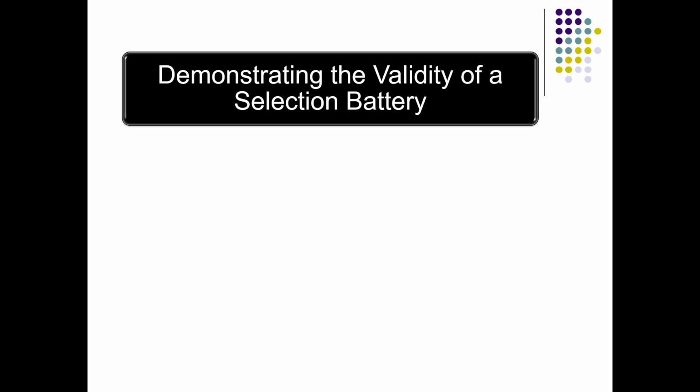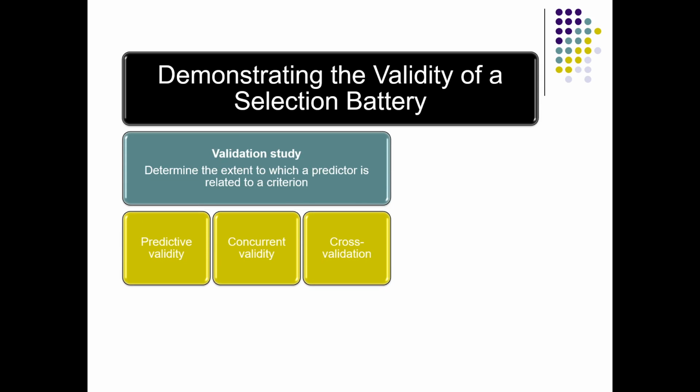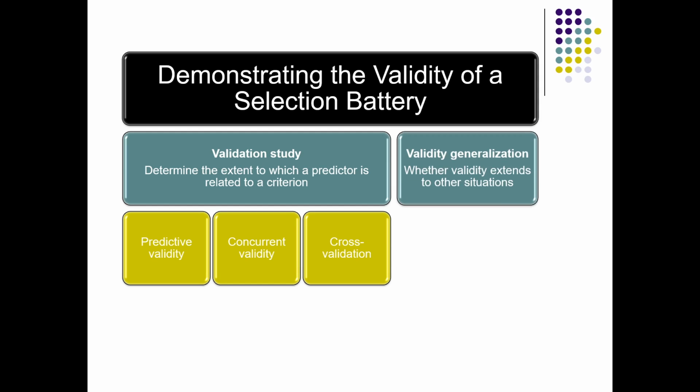So how do we demonstrate the validity of a selection battery? We could do a validation study, which is where we're going to attempt to determine the extent to which a predictor is related to a criterion. And so there is predictive validity, there's concurrent validity, and then there's cross-validation. And I'll talk about each of those in more detail. And then there's validity generalization. And this is the issue of whether the validity extends to other situations. And I'll wrap up this lecture today with that concept.